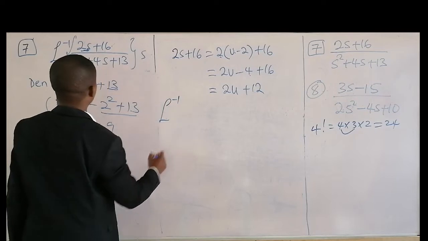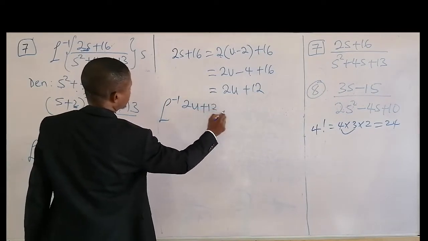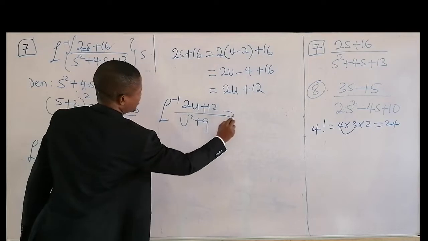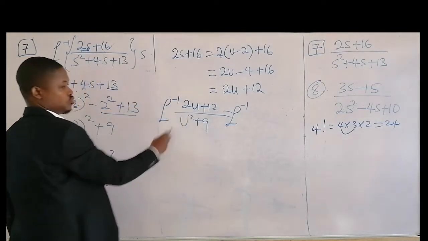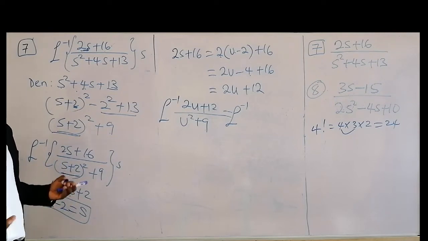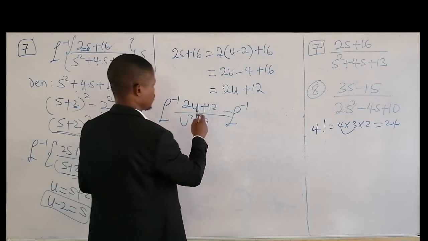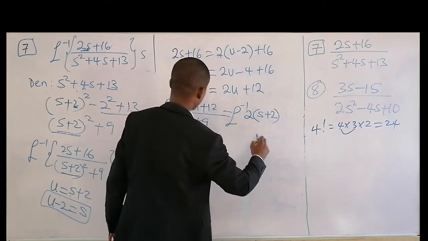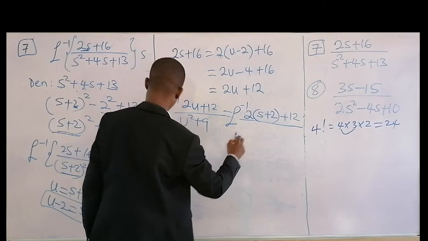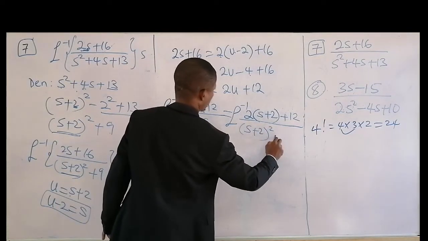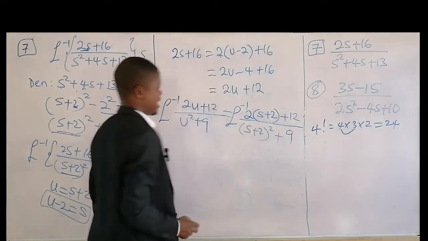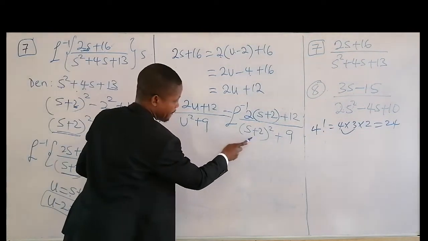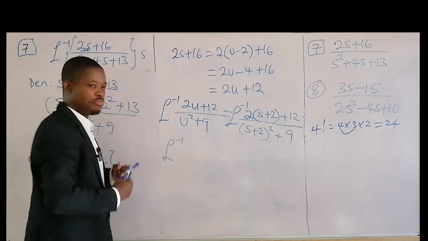Now we're having 2u plus 12 all over u squared plus 9. And this is equal to what? Inverse Laplace. Return your u, it wasn't in the question. This is our handiwork. We are the one that brought u there. So return it back. So u is what? U is x plus 2. So 2 into bracket x plus 2, and then plus 12, all over x plus 2 squared plus 9. So once you are here now, you have now succeeded to turn this to be of the same form as the denominator. Okay? Then you can break it into 2 parts.